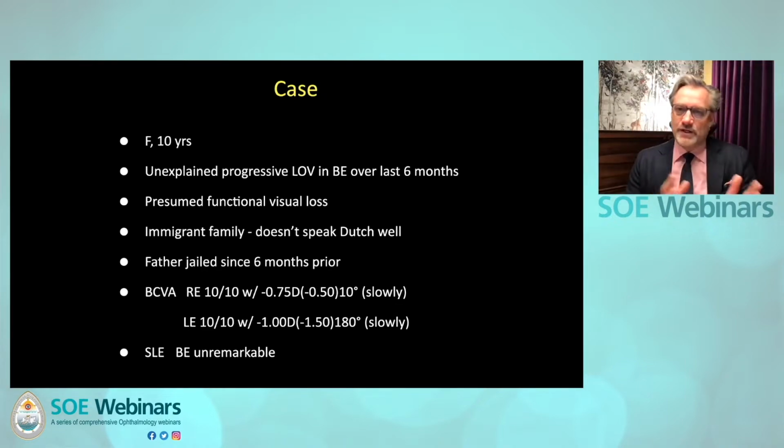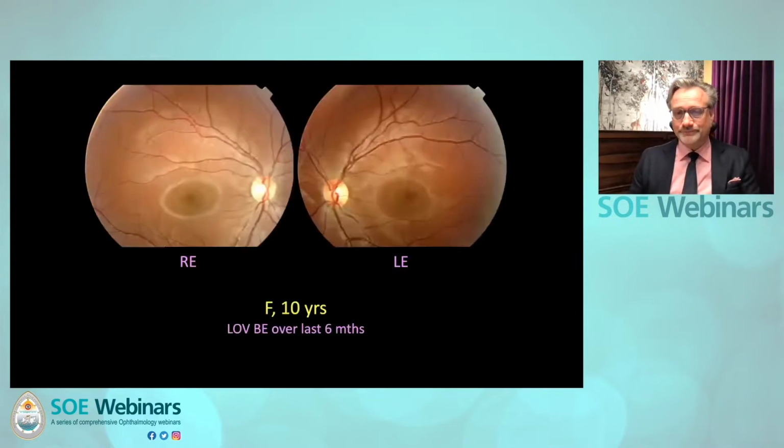And the father was jailed 6 months prior to the consultation. So there are all kinds of reasons why it could be stress-related or functional. So this is the fundus. You can see that both eyes in the central part of the macula have this greenish yellowish hue, which is very suggestive of early stage Stargardt disease.